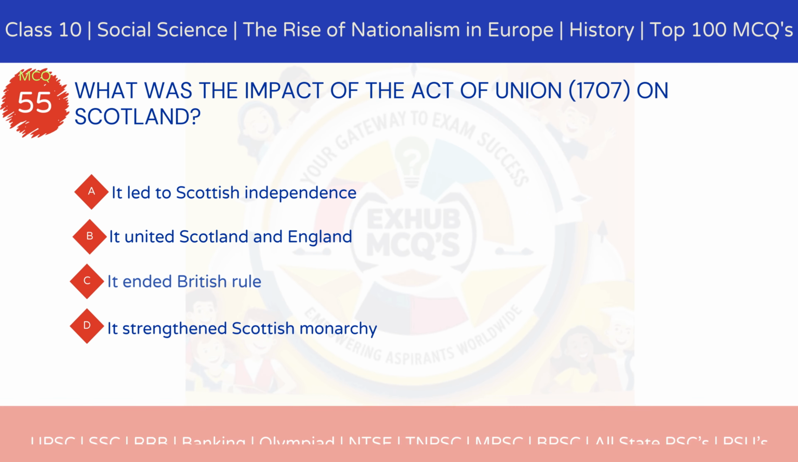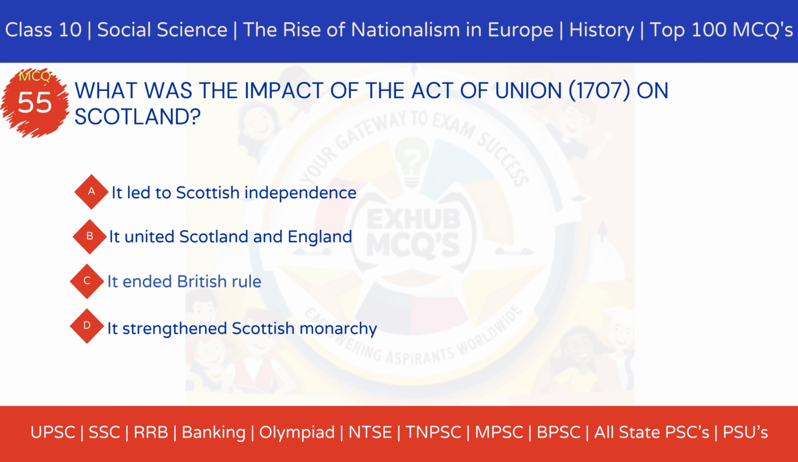MCQ 55. What was the impact of the Act of Union 1707 on Scotland? Option A, it led to Scottish independence. Option B, it united Scotland and England. Option C, it ended British rule. Option D, it strengthened Scottish monarchy.